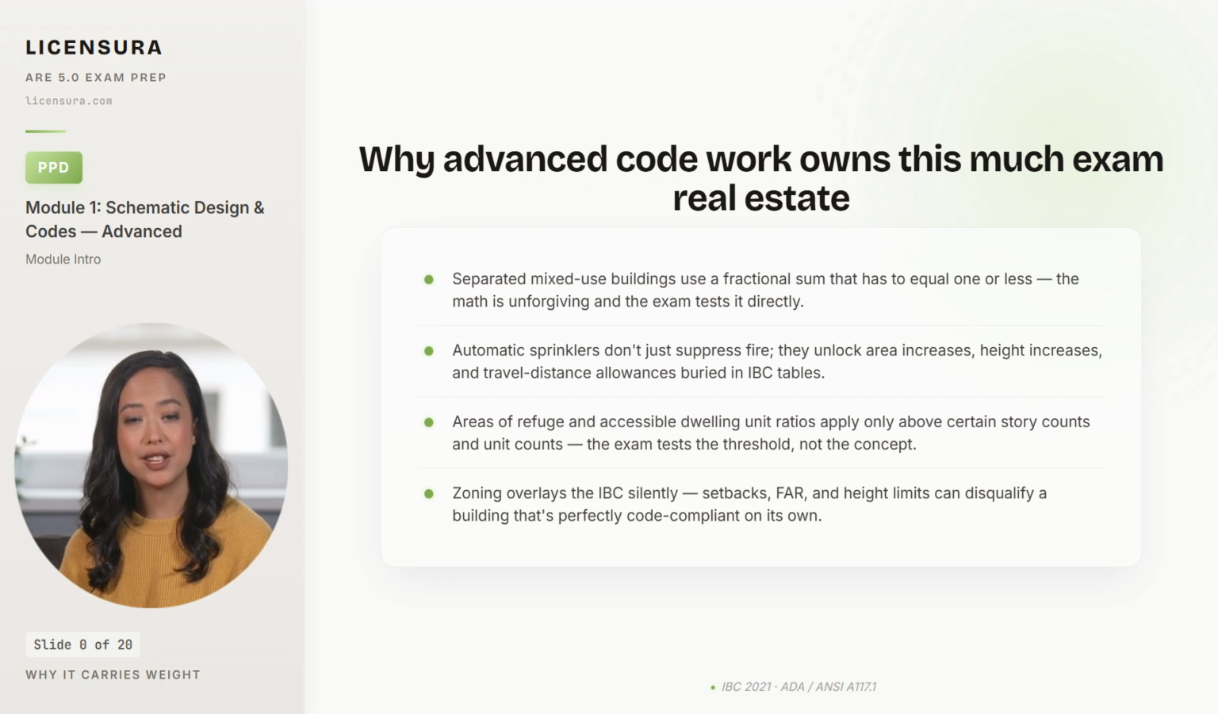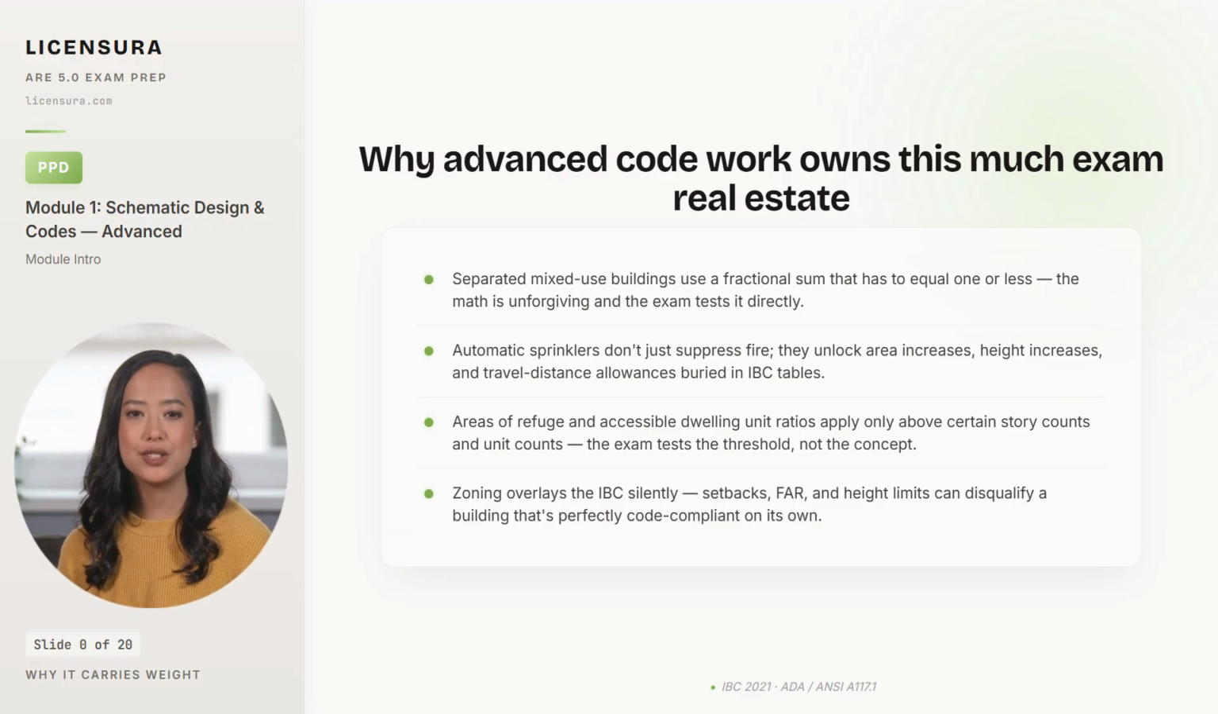Third, areas of refuge and accessible dwelling unit ratios are threshold-driven. They kick in above a specific story count or unit count, and the exam writes prompts that sit right at the threshold to see if you know which side you're on.